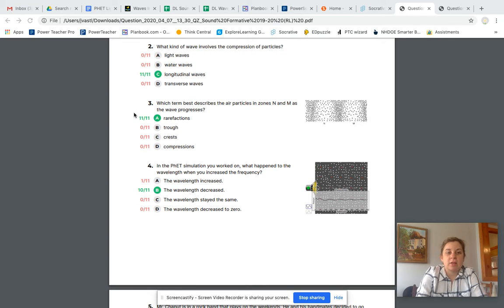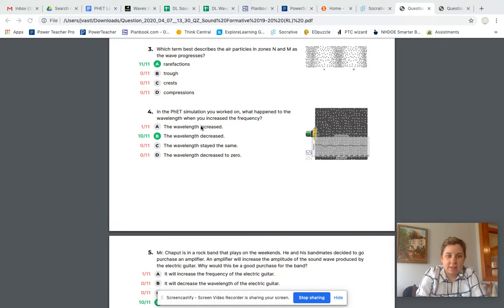And then 3 goes right along with number 2, so which term best describes the particles in zones N and M? N and M, you do not see a whole lot of particles there. There's a lot more space. So those are our refractions, okay?